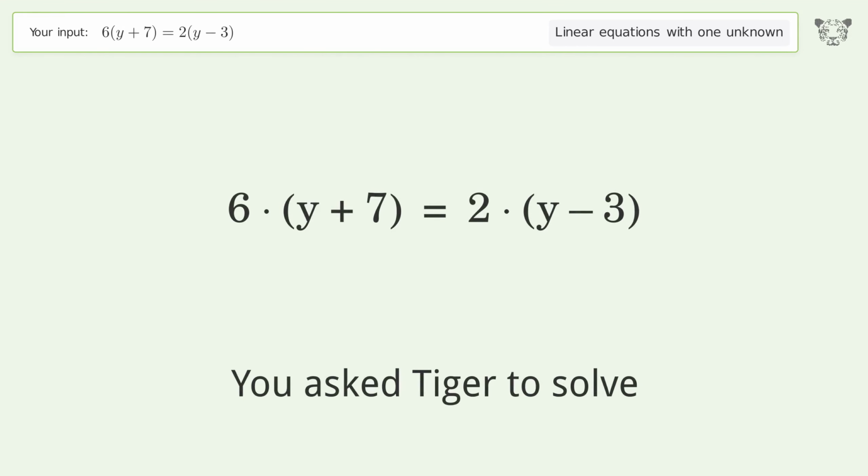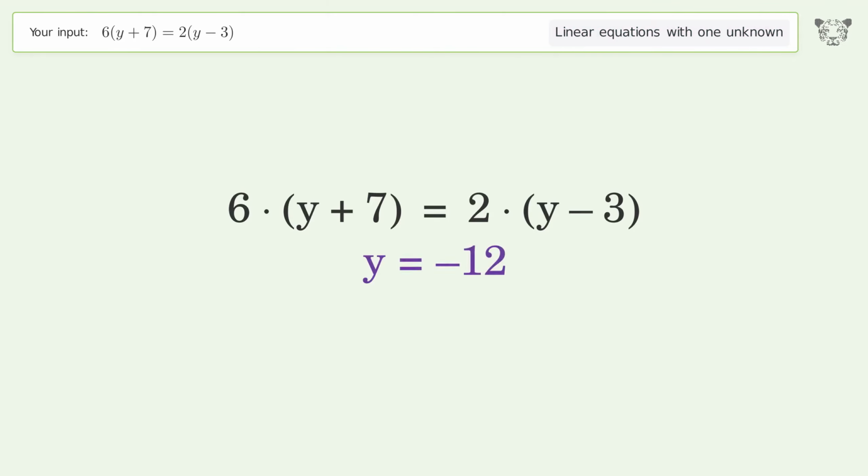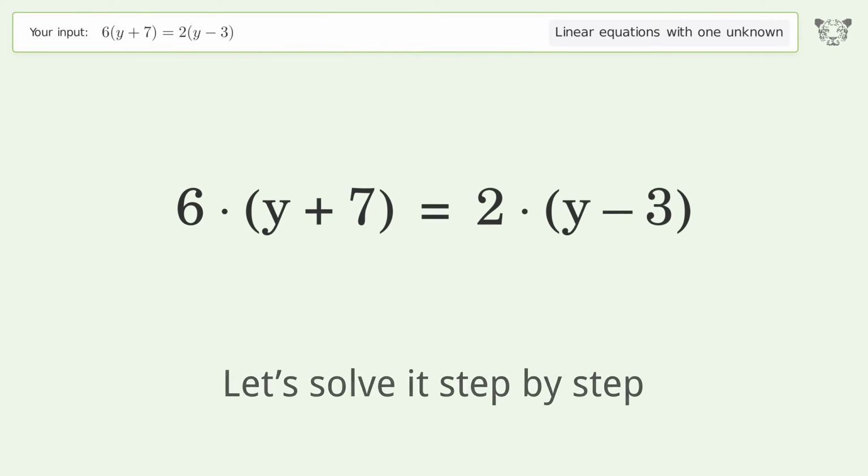You ask Tiger to solve. This deals with linear equations with one unknown. The final result is y equals -12. Let's solve it step by step.